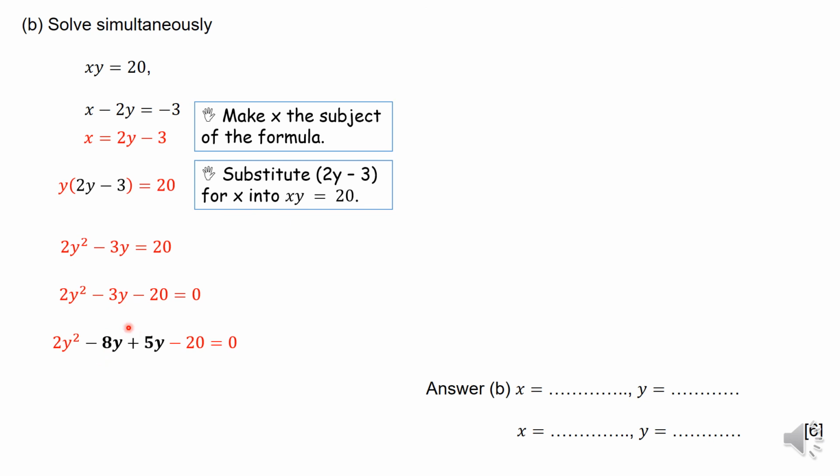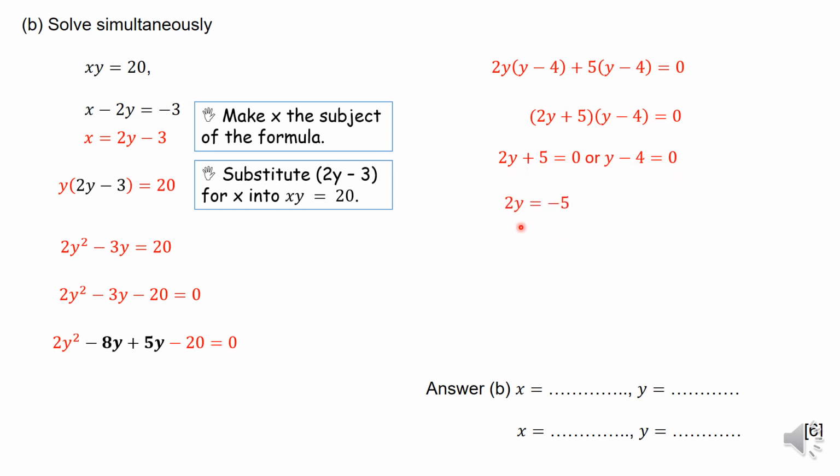So we simply deduce the left side of the equation can be factorized nicely, and you have 2y(y minus 4) plus 5(y minus 4). Since y minus 4 is common, you write it once, and everything outside comes in the bracket. Now it's easy. You let each bracket equal 0, and you solve for 2y equals -5. That means my y value is going to be -2.5, and the other y value is y equals 4.